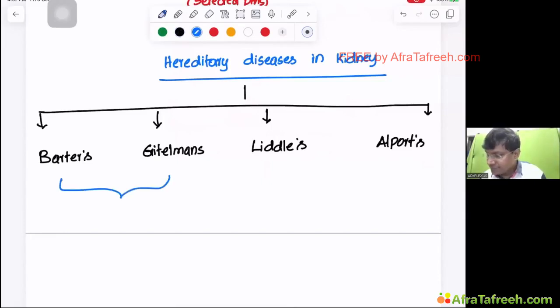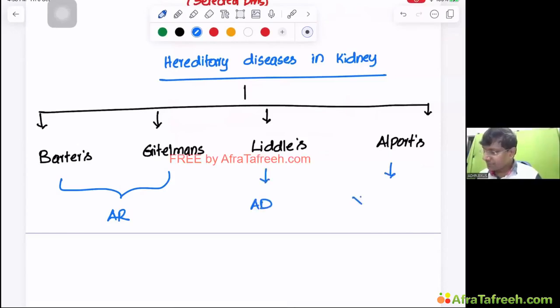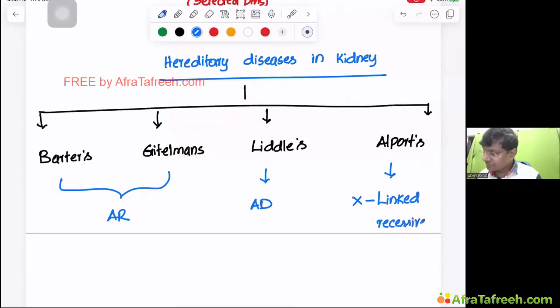So out of these, your Bartter's and Gitelman's, what is the type of inheritance? Majority of them are autosomal recessive type of inheritance. Only Bartter syndrome type 5 is autosomal dominant. Liddle's is autosomal dominant, then Alport's is X-linked recessive. Okay.